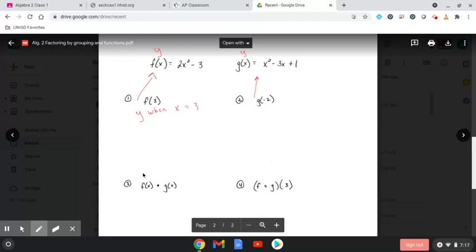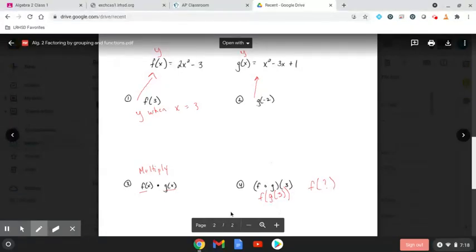For number 3, you'll be multiplying f of x times g of x. But for number 4, this circle is different than this. This means f of g of x, which could also be asked in a different notation. And it means find g of 3. So plug 3 into the g equation. And then whatever you get, you then would plug into f.